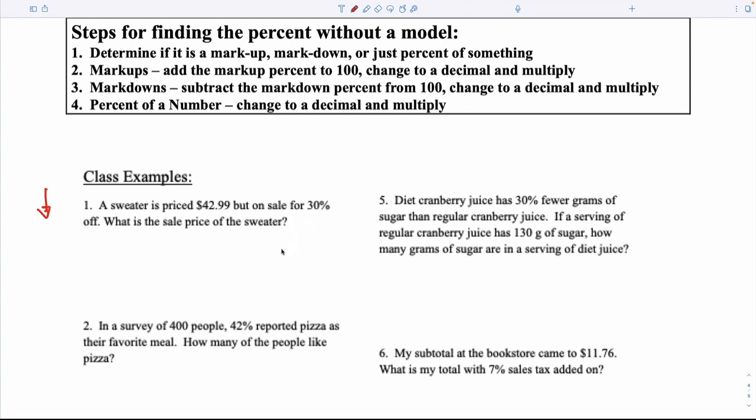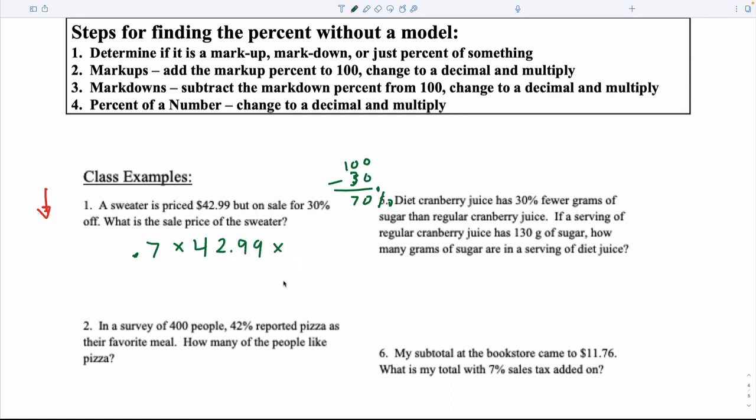Since it is on sale, I'm not going to multiply by 0.3. I'm not paying 30% of the price. I'm paying 70% of the price. So I'm going to take the 30% and subtract 100 minus 30 to get 70. 70 is now my percentage. Plug that in as a decimal. 0.70. It just looks squiggly.